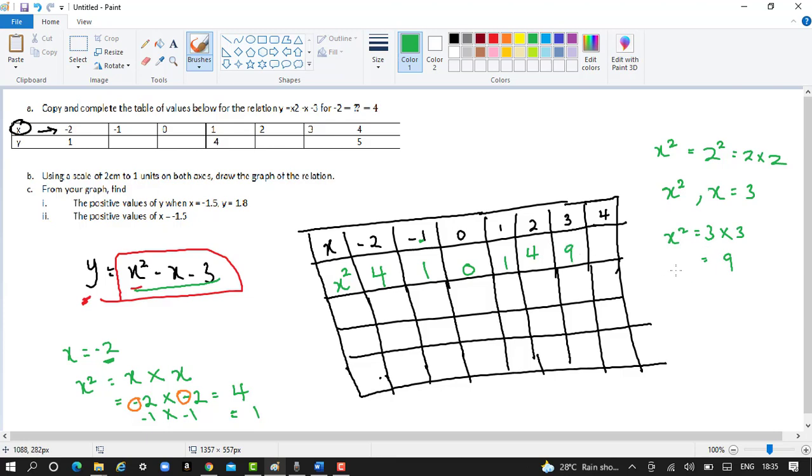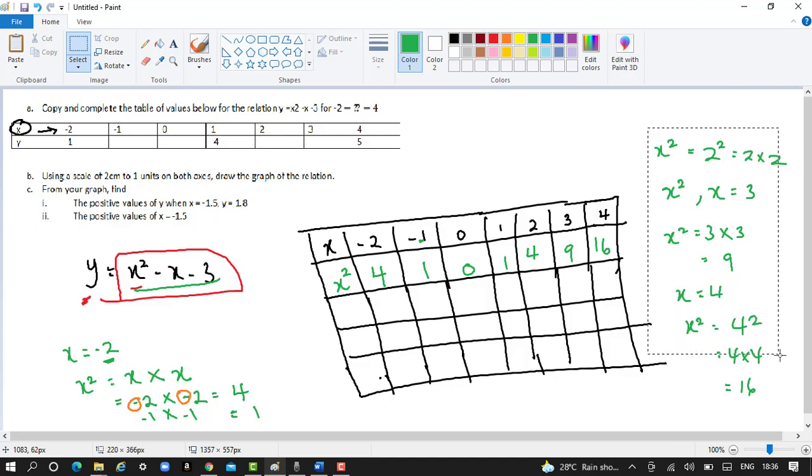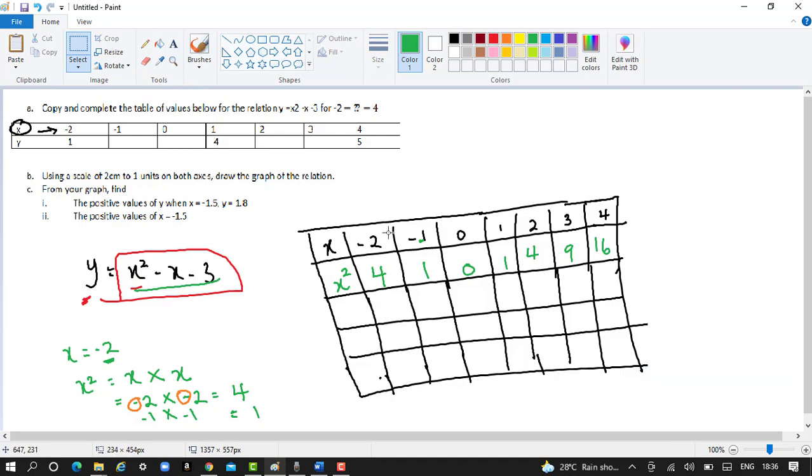So you have our 9 here. So when our x is equal to 4, we are going to get x squared giving us 4 squared, which is 4 by 4, giving us 16. So we have our 16 here. Then from there, let me cut this one off. Good. We are good to go.